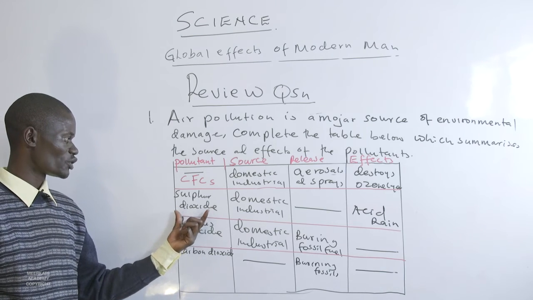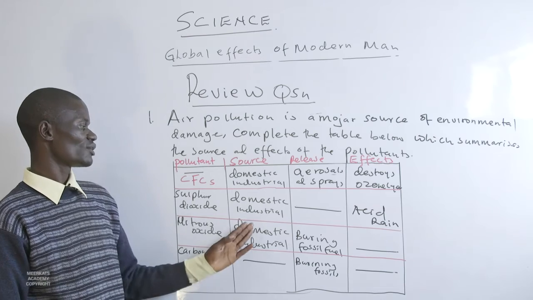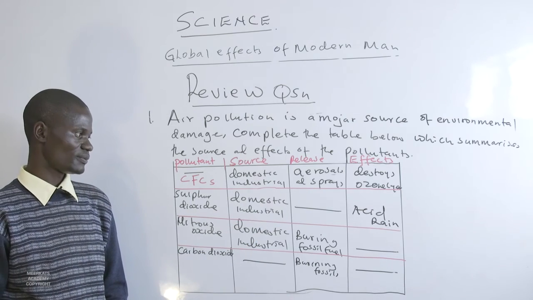What about this pollutant known as sulfur dioxide? Sulfur dioxide, its source is from domestic industrial.